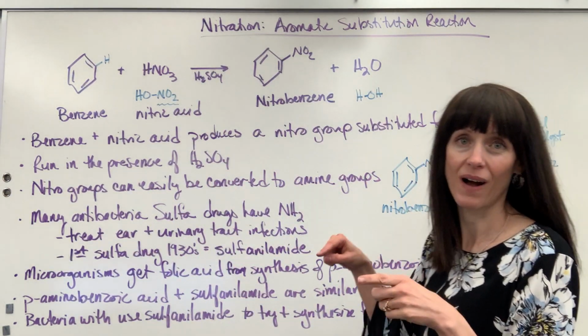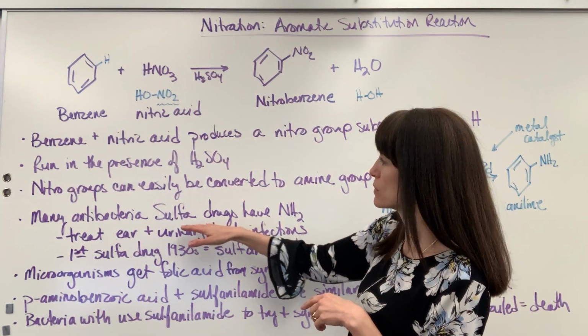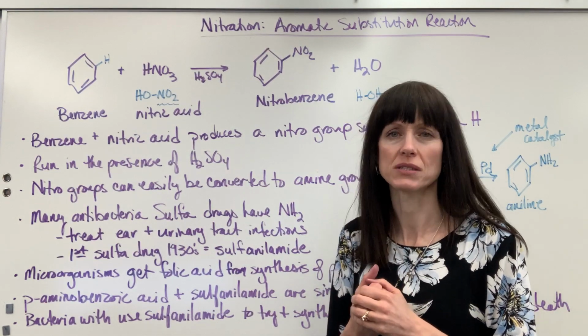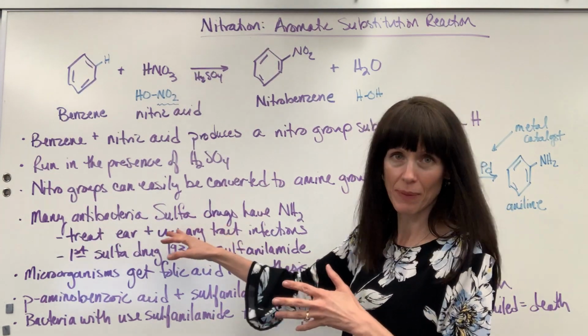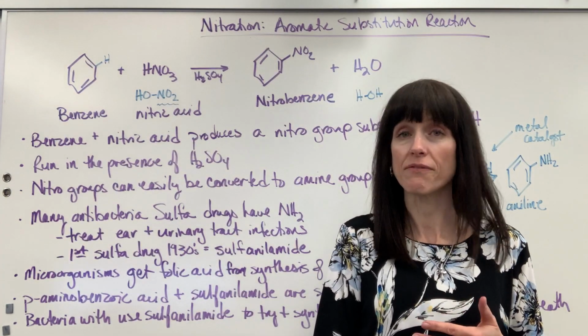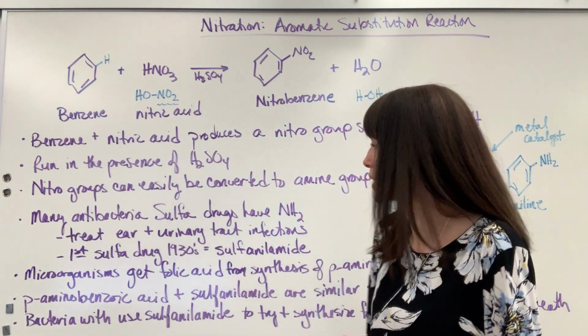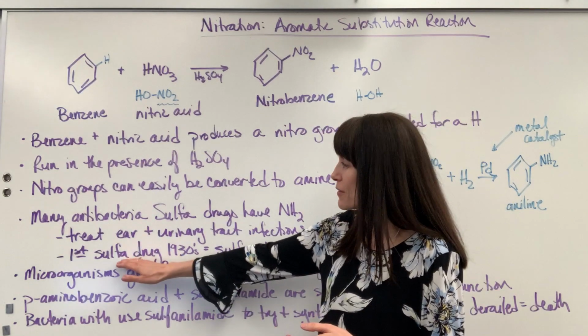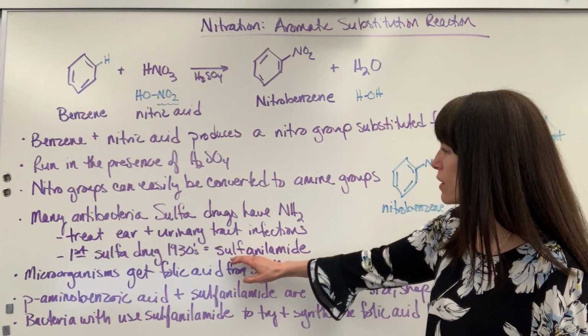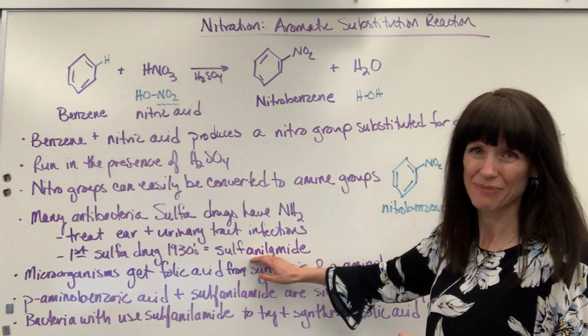Pretty cool. Now, the aniline, this amine on the benzene, we use those in sulfa drugs. There's a category, a family of drugs called sulfa drugs. They're antibacterial. A couple of things about this. We'll use them often to treat ear infections or UTIs, urinary tract infections. The first sulfa drug was synthesized in the 1930s, and it was called sulfanilamide.